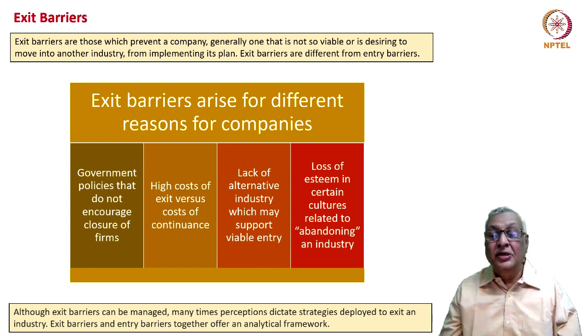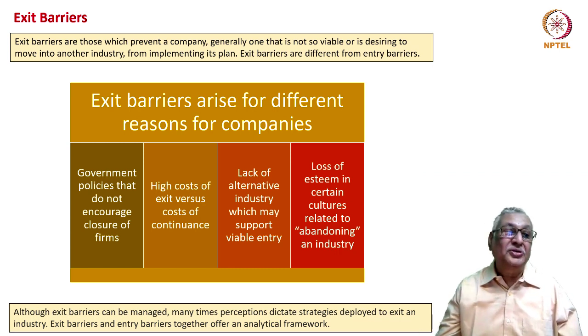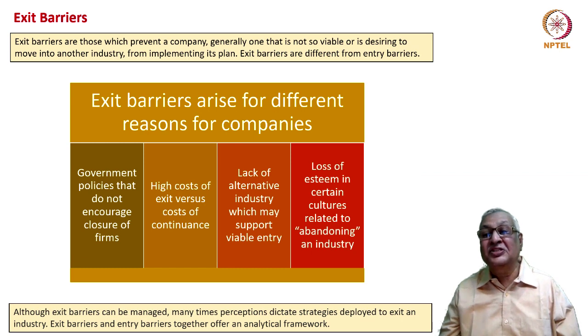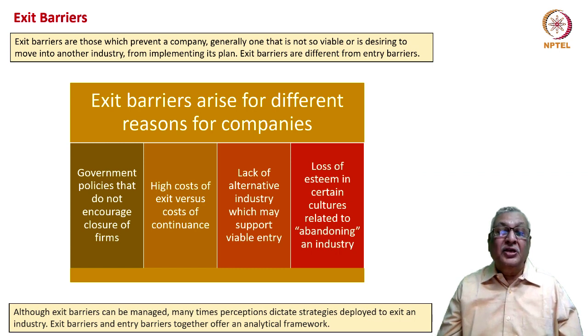Then exit barriers. Exit barriers are those barriers which prevent a company from exiting an industry. A company would like to move out of an industry when it is no longer viable to continue the operations. It would like to exit an industry when its resources are limited and it sees much better opportunities in another industry. But if a company is not able to do that, then we can say that that industry has high exit barriers. Exit barriers are obviously very different from entry barriers. They exist mainly for different reasons for different companies.